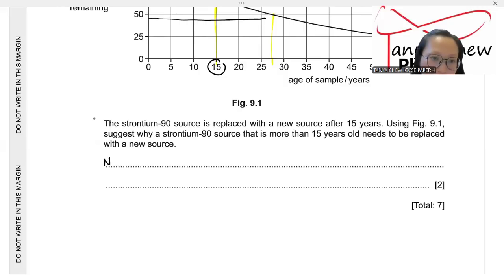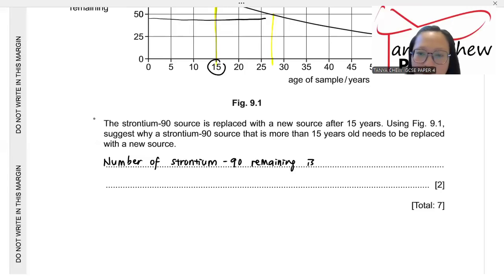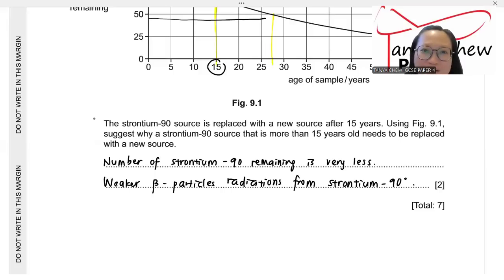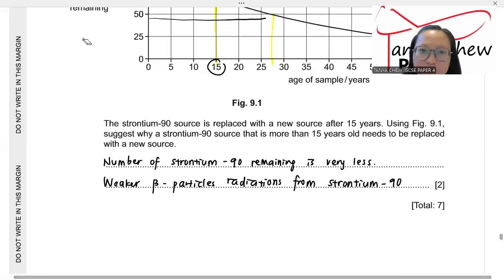So I'm going to write it down. Nuclear number of strontium-90 remaining is very little, so weaker beta particles radiation from strontium-90, right? So no, 90 degrees, I'm so sorry. Not strontium-90.